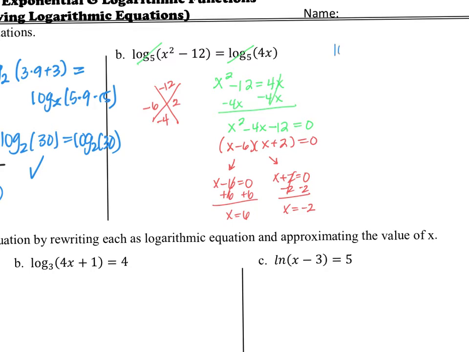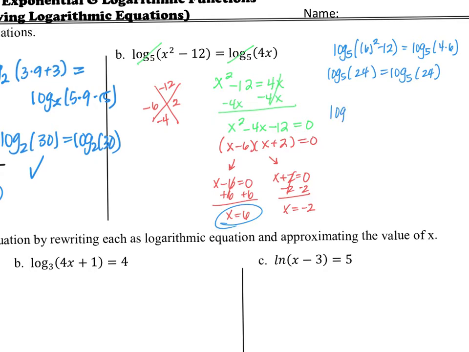So we have log base 5 of 6 squared minus 12. Does that equal log base 5 of 4 times 6? Okay, so we have log base 5 of 36 minus 12, which will give you 24, does equal log base 5 of 4 times 6, which is 24. So this one can be an answer, okay?